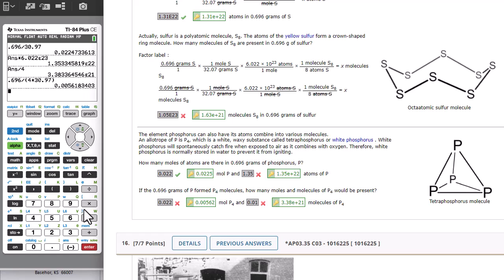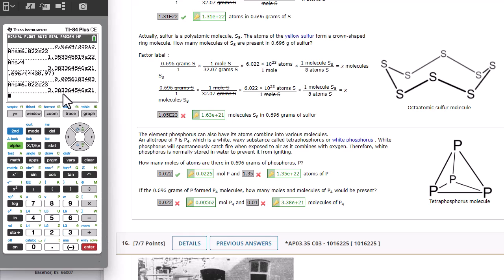tetraphosphorus molecule. And of course, we get our 6.022 times 10 to the 23 and get the same answer that we had, our 3.383 times 10 to the 21. Of course, in my calculator, I have an alpha n, which is my Avogadro number, and that gives me my 6.02 times 10 to the 23rd if I ever typed it in, but I did it the long way. So there's our method of using our calculator to get this answer.